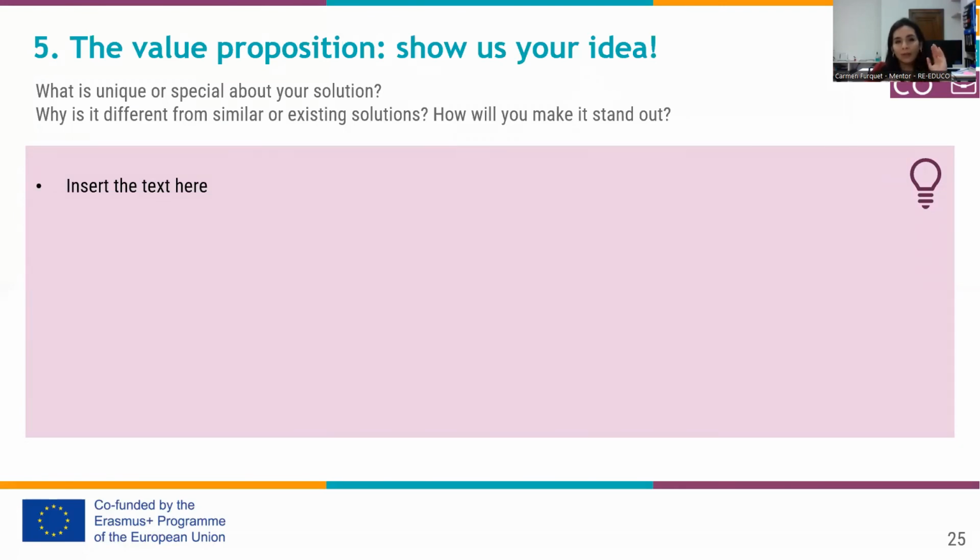Well, once we have identified our problem and we have defined our solution, we are going to define the value proposition. You have to show us your idea in an engaging way. So you have to tell us what is unique or special about your solution, and you have to tell us why your solution is different from the competitor solution, or how you are going to make your solution stand out. You have in the template of the business model canvas a slide similar to this one that you have to fill with the value proposition.